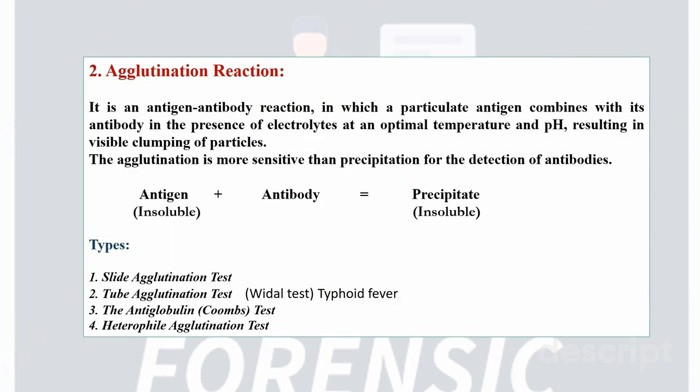Agglutination reaction. In this, an insoluble antigen reacts with its antibody and insoluble precipitate is formed. This type of reaction is called agglutination reaction. For this reaction, temperature, pH and electrolyte are required. It is of four types: slide agglutination test, tube agglutination test, antiglobulin Coombs test, and heterophile agglutination test.